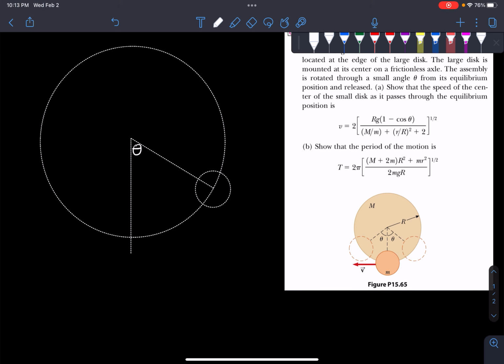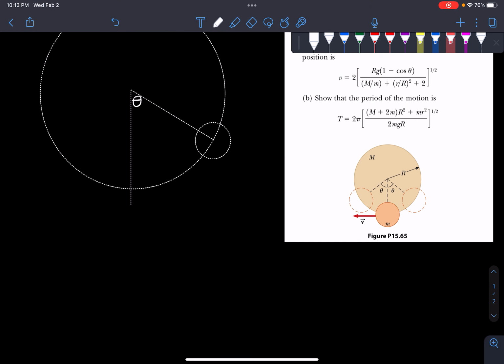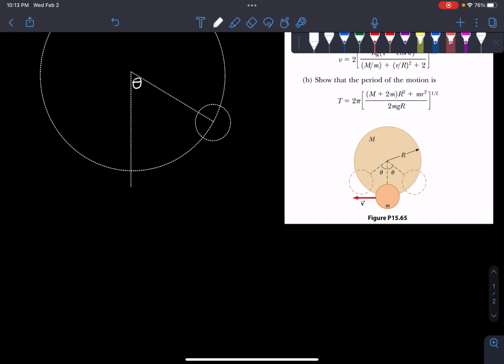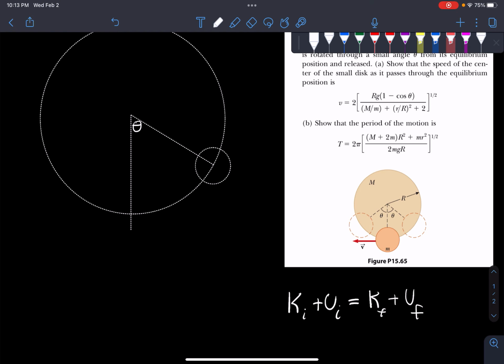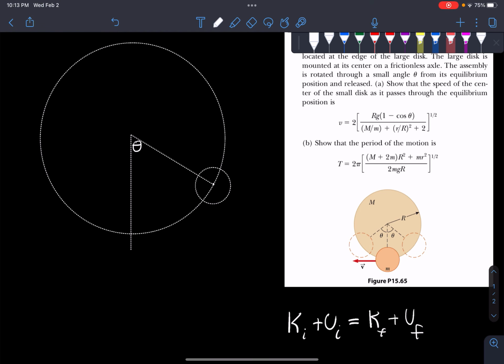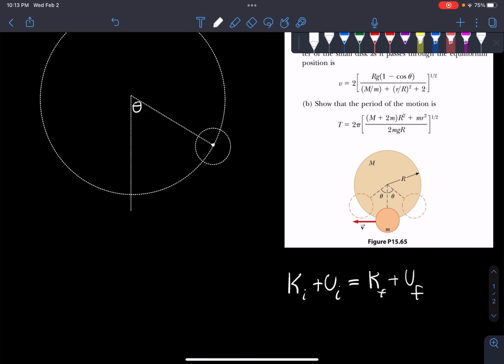First of all, I'm just going to write down the conservation of energy equation over here. So we'll say that the initial kinetic energy plus the initial potential energy is equal to the final kinetic plus the final potential. Okay, so we're saying that we pull it at an angle theta and release it from rest from this point, which means that there's no initial kinetic energy.